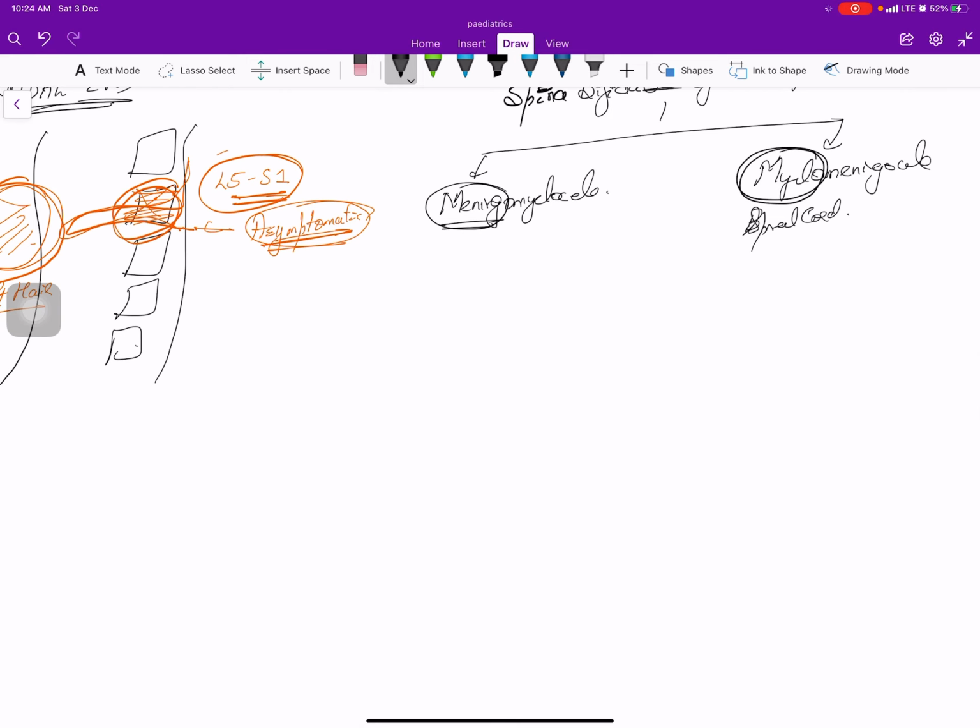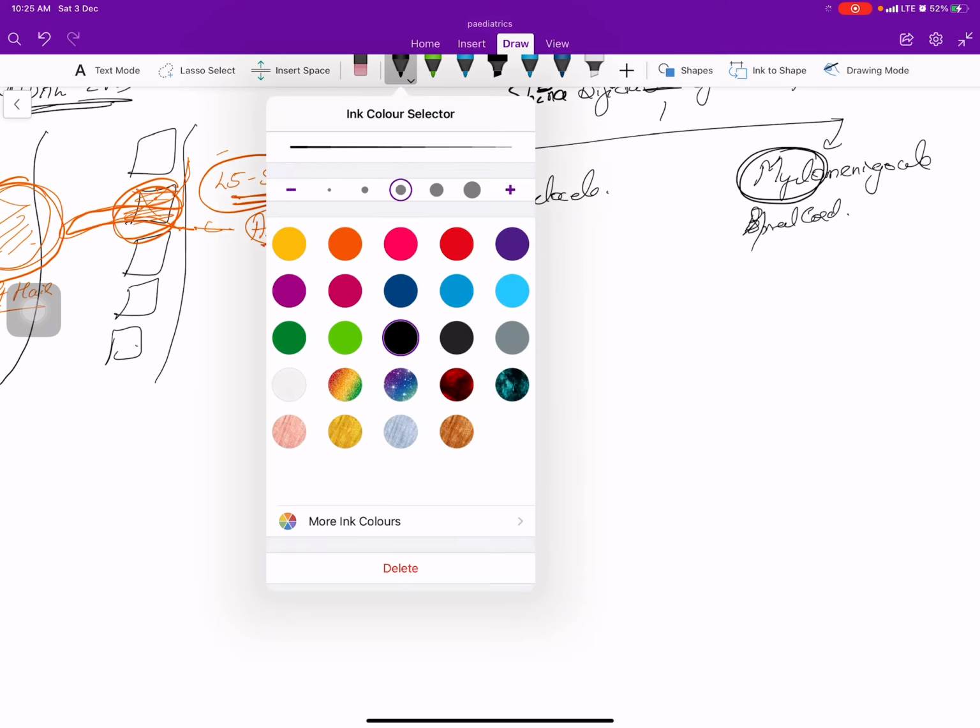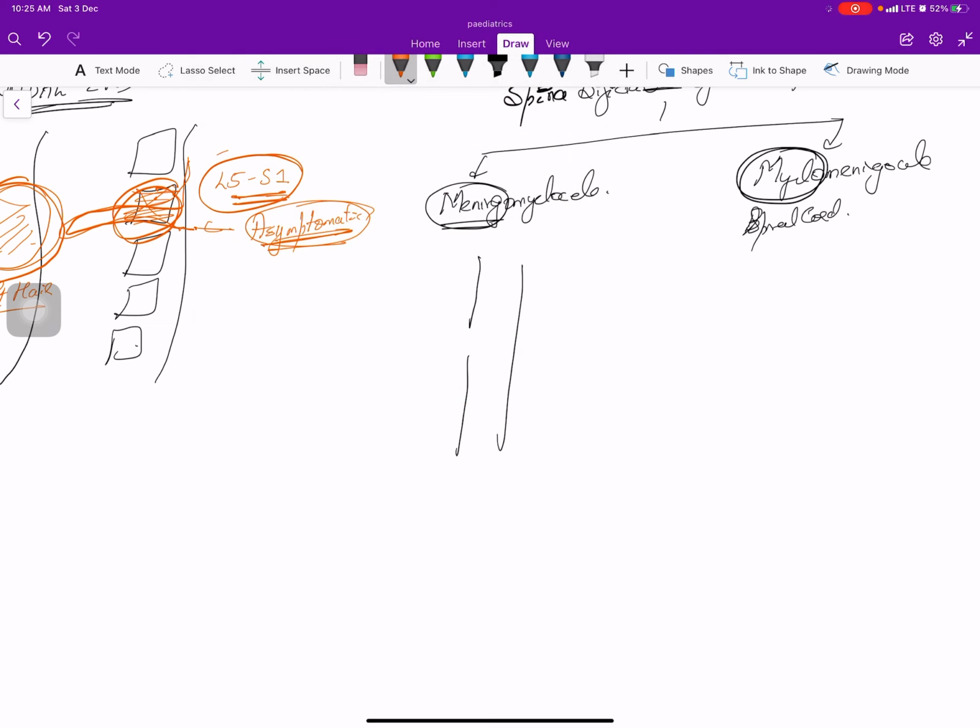So in meningocele, we have the skin here, we have the meninges, and we have the spinal cord. The meninges protrude out through the defect. There'll be a defect in the vertebral arches as well, there'll be a defect in the skin as well, and it will be visible grossly.